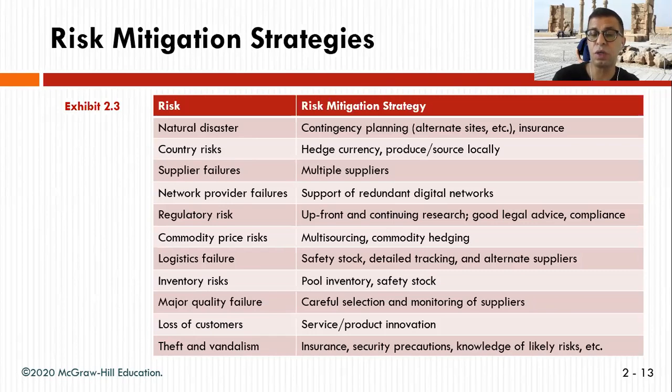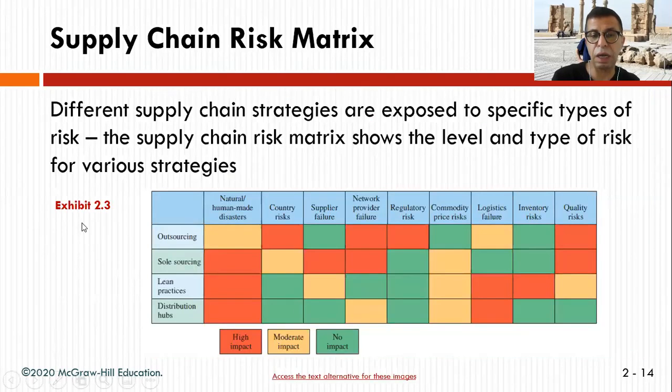So you don't want to lose. So you need to be effective and efficient at the same time. And for theft and vandalism, you have insurance, security precautions, and knowledge of likely risk. These are things that you need to look at, and you need to know how to mitigate each one of them. So overall, you probably need to look at something like that and break it down.